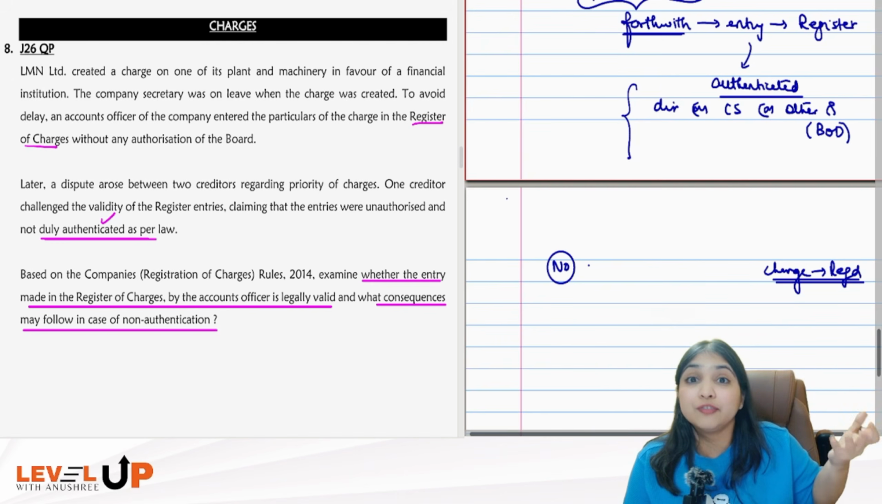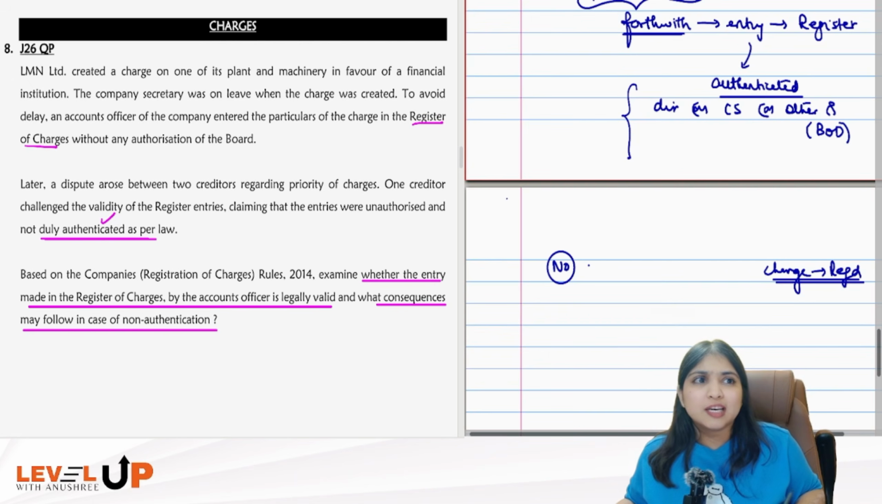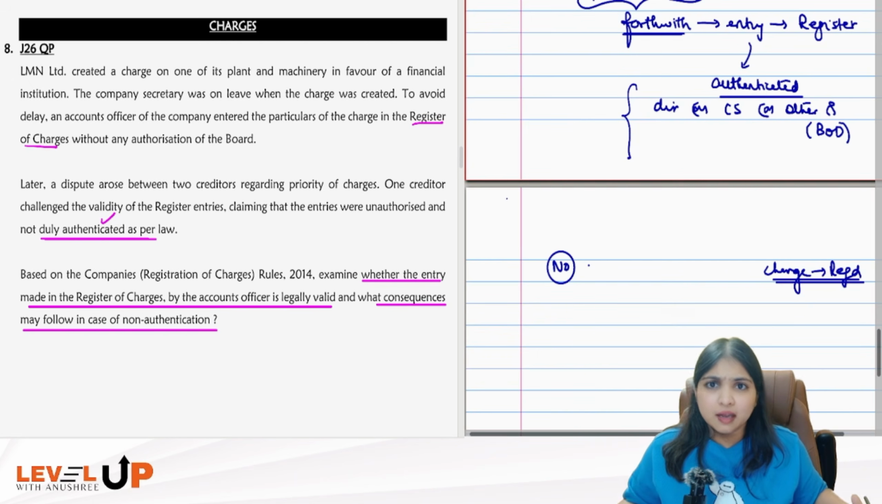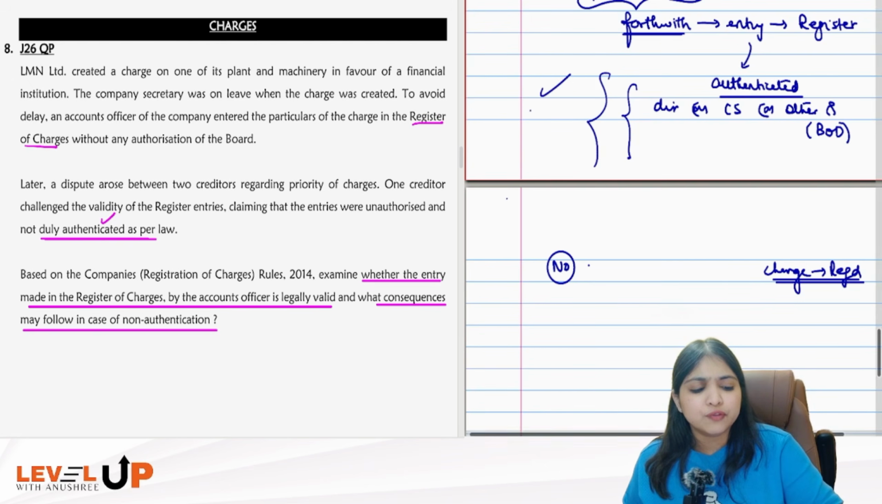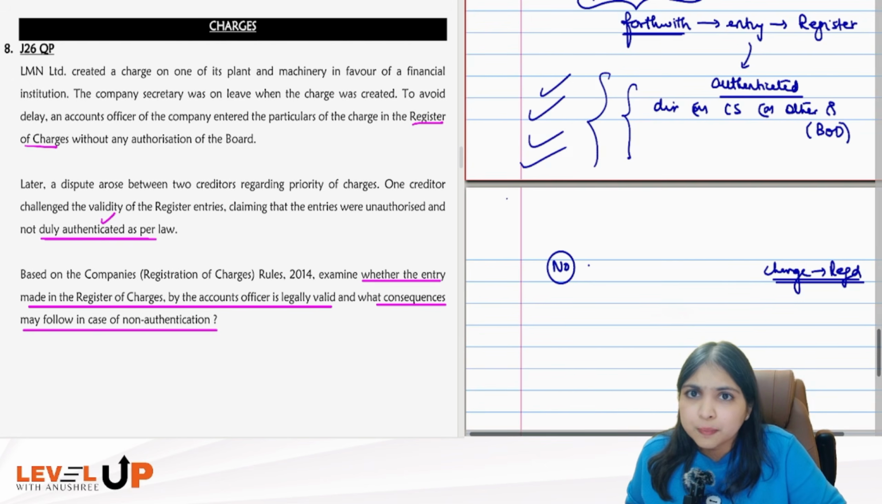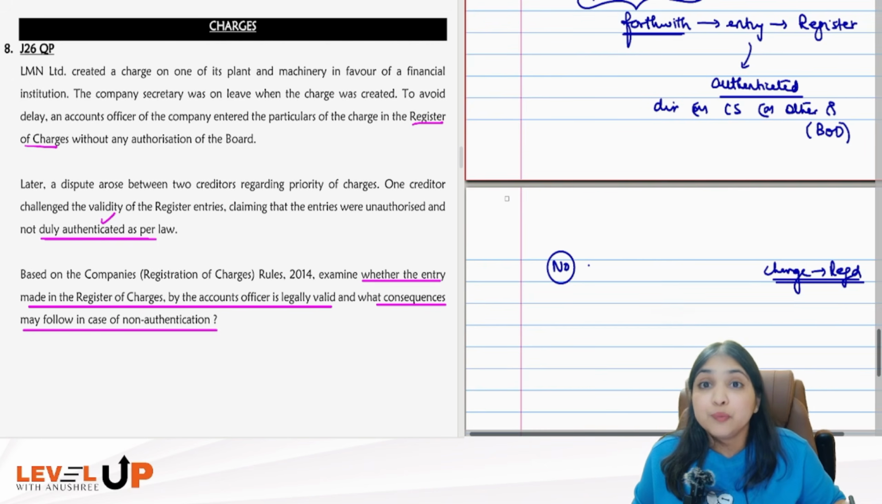Come on guys, doctrine of indoor management. Doctrine of indoor management will protect the outsider, right? Here the outsider is a charge holder, the outsider is a creditor. So the doctrine of indoor management will protect the creditor, the outsider, the charge holder. He can assume that the company has fulfilled all these internal rules and regulations properly. So the charge will not become invalid. The doctrine of indoor management will protect the creditor.